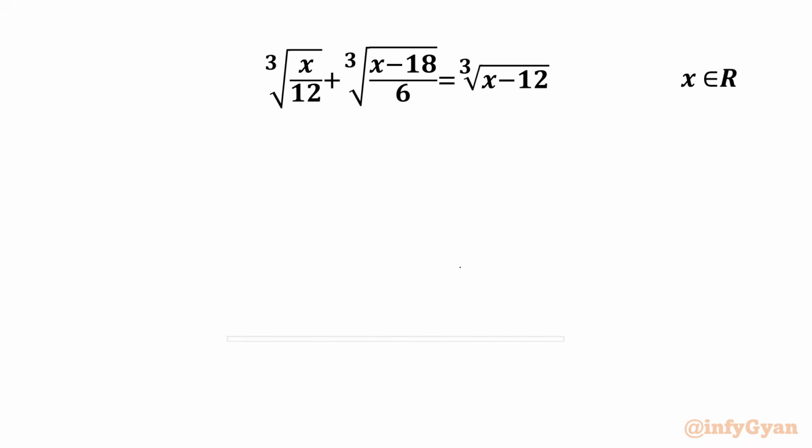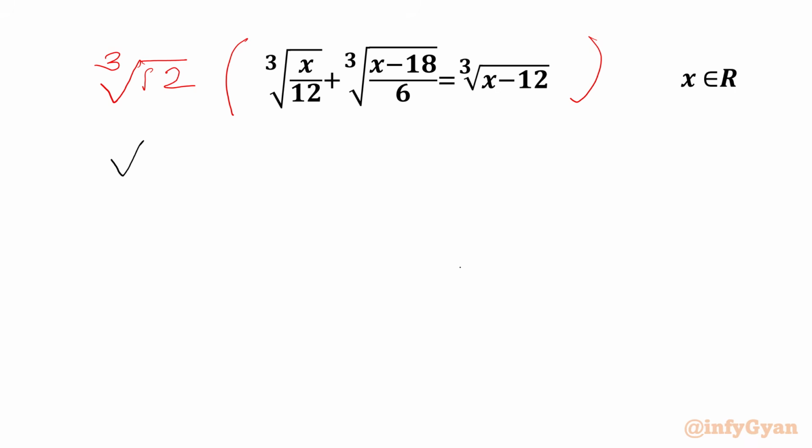We have numerator, we have denominator in our equation. So the first objective is to remove denominators from our equation. I will multiply the equation by cube root 12 in LHS and in RHS. Let's multiply. We will cancel cube root 12 with the denominator cube root 12.